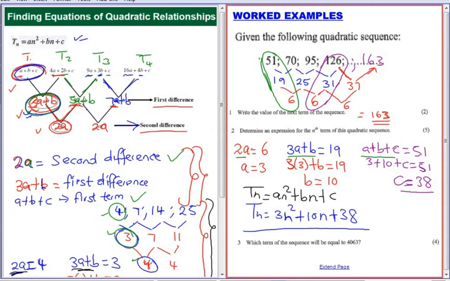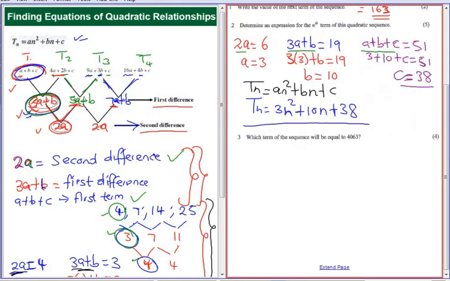Now they expect you to be able to pinpoint the position of certain terms. Say, for example, if they tell you that 4063 is part of this sequence, you should be able to give us the position of 4063. So 4063 in this situation is the term itself. So in place of Tn, you are going to have to put 4063.